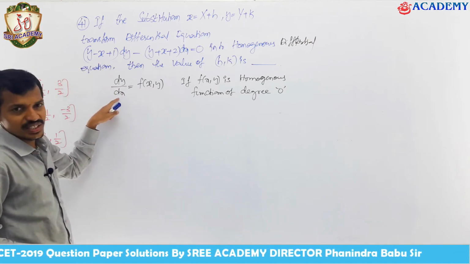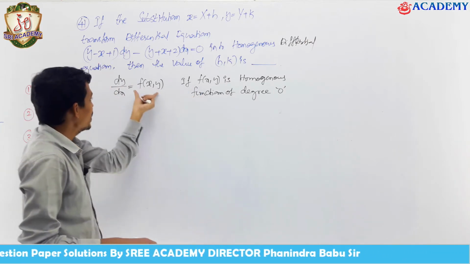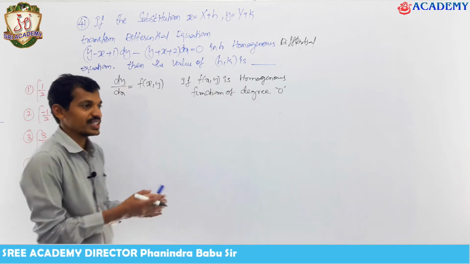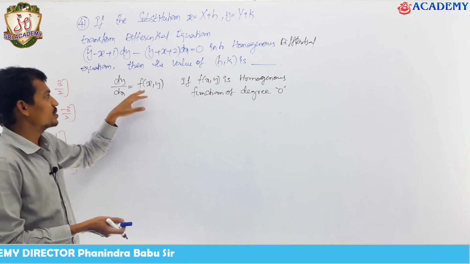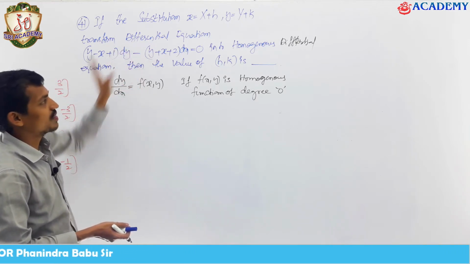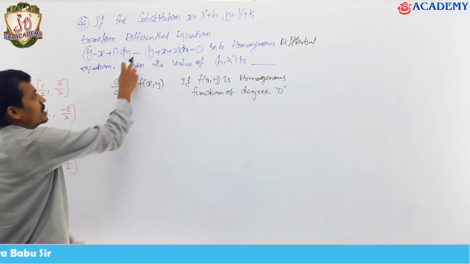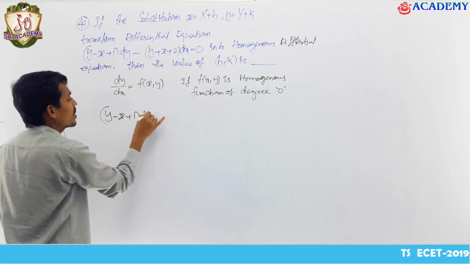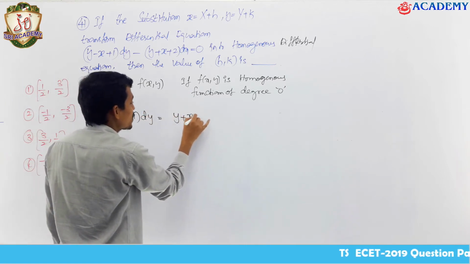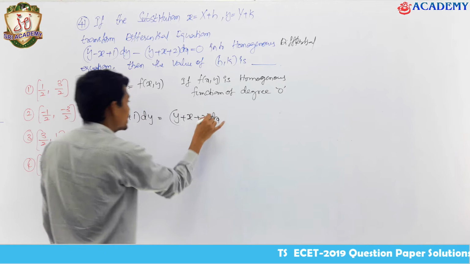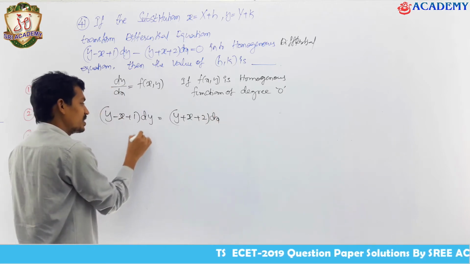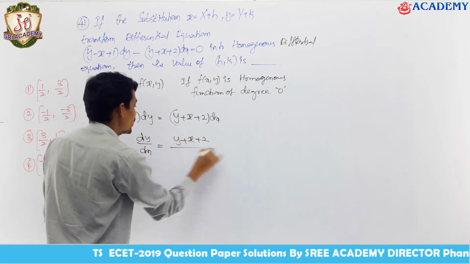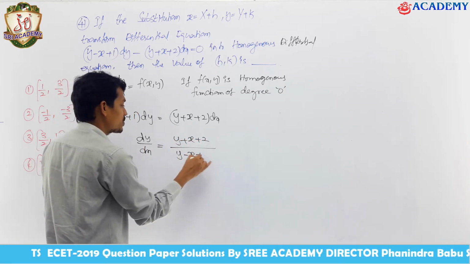To say this is a homogeneous differential equation, whatever function is there must be a homogeneous function of degree 0. First of all, you have to convert the given differential equation into this form. I'm taking this minus term to this side. It's going to be (y minus x plus 1) dy equal to (y plus x plus 2) dx. That is, I'm taking dx to this side, the total on this side. That is dy by dx equals (y plus x plus 2) divided by (y minus x plus 1).